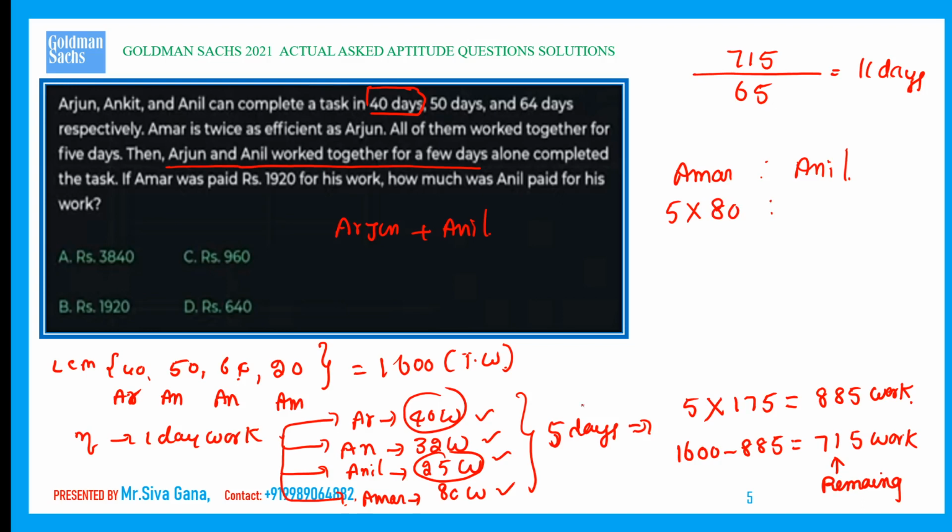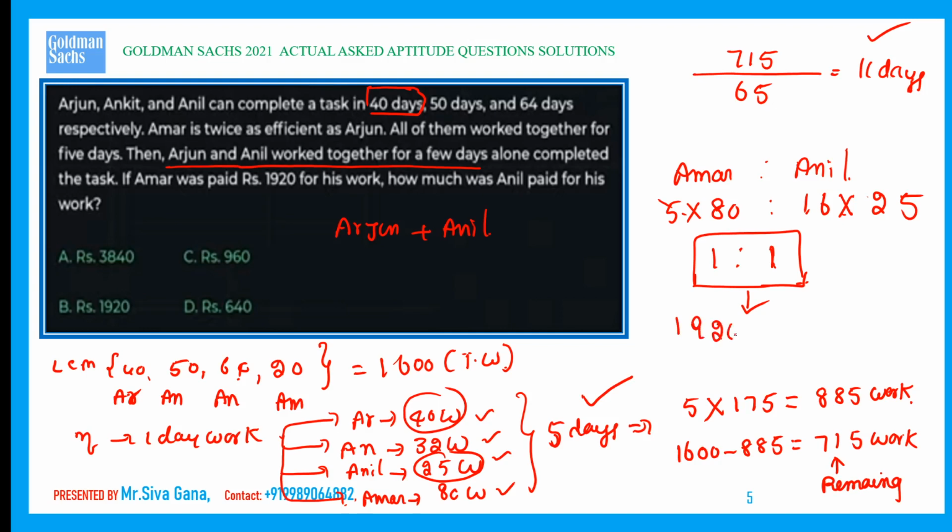Now Anil worked 5 days here and 11 days here. Total is 11 plus 5, 16 days he worked. Each day Anil can do 25. Upon cancellation you will get a 1:1 ratio, which means whatever amount Amar received, the same amount Anil also received. The ratio of work done is 1:1. In the same ratio, the amounts also should be shared. So Amar takes 1920 rupees, and Anil also has to take 1920 rupees.